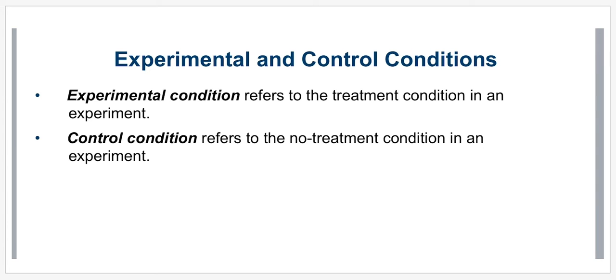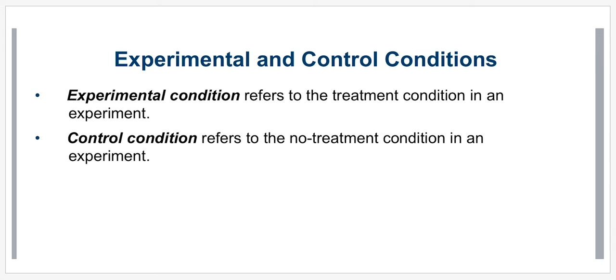So you want to see how people react when they don't have the training or the treatment or whatever it is, and then how they react when they do. And so those two conditions would be the experimental condition that actually receives the treatment or the training or whatever it is, and then the control would be the non-treatment or no treatment condition.